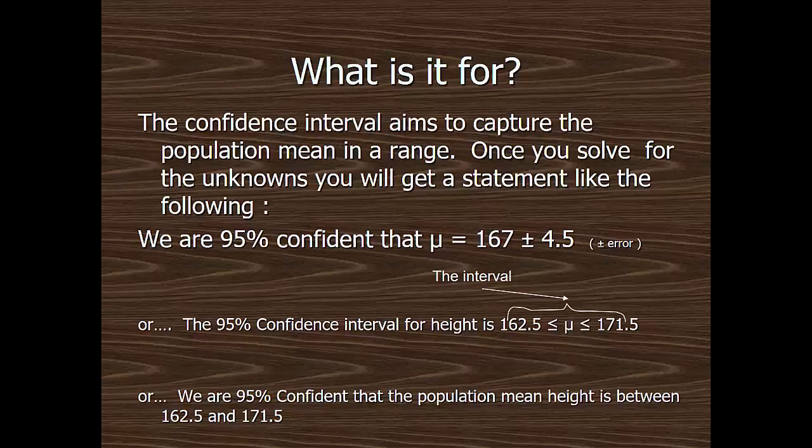Okay, so what does this solve for? Well, the confidence interval aims to capture the population mean within a range. So we saw that with exercise 15, where we did that. Once you solve for the unknowns, you'll get a statement like the following. We're 95% confident that mu equals 167 plus or minus 4.5. The interval can also be expressed as a range with lower bound and upper bound. And that's the way SPSS will express it for you. And so then we'd have a statement like, we are 95% confident that the population mean is between 162.5 and 171.5.